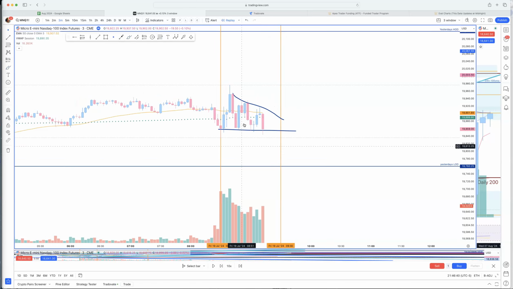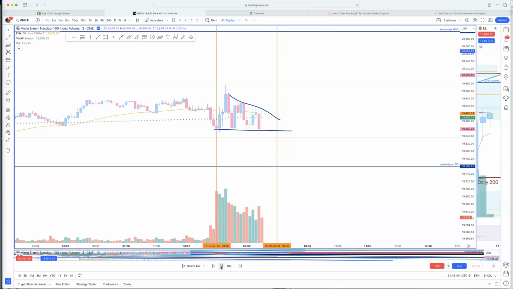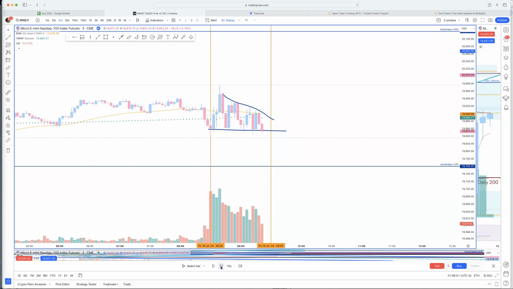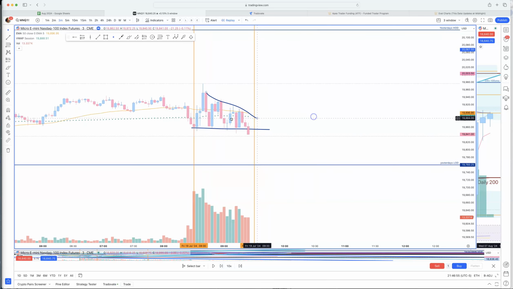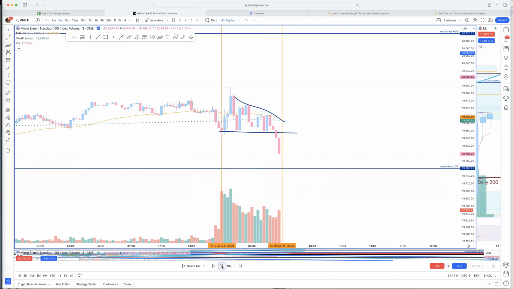I forget what this is called. This is not a wedge, right? I don't know what this is. Some kind of, is it a descending triangle? Okay. I mean, if we break all of this, maybe we'd feel a little better going short, but maybe I've already missed it. Like I've already missed the entry. Again, this is just not clear so far.